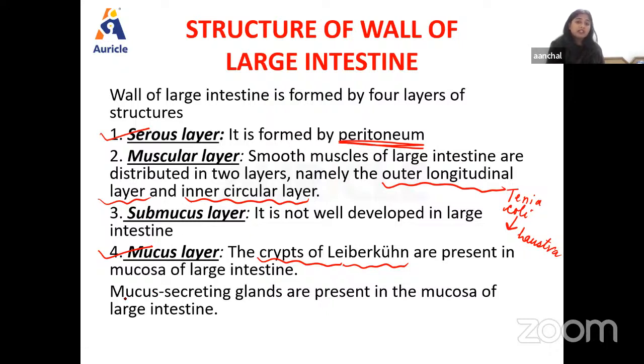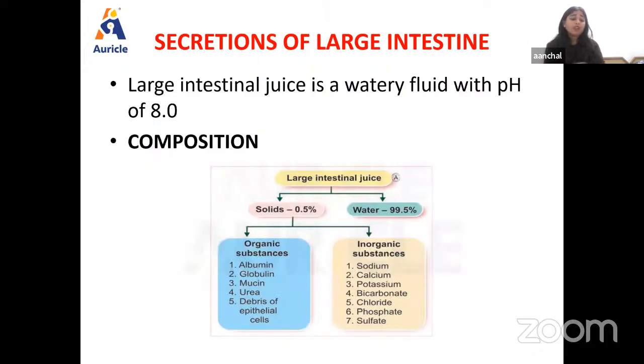And what is the significance of these mucus secreting glands? They secrete mucus so that the lubrication and motility of the food or the waste material can be facilitated inside the large intestine. Now, let's talk about some main functions of the large intestine.